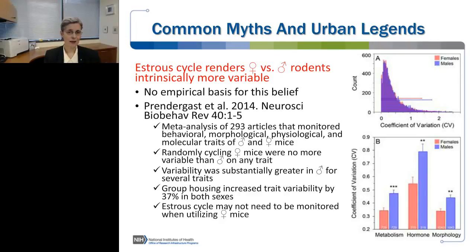Furthermore, they found that group housing actually increased trait variability by about 37% in both sexes. So the takeaway here is that estrus cycle may not need to be monitored when utilizing female animals. Again, it's going to depend on the research question that's being addressed.